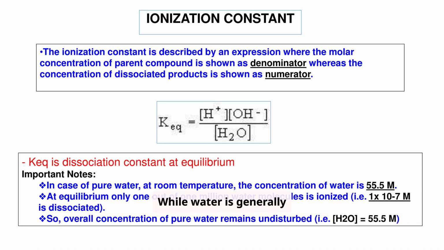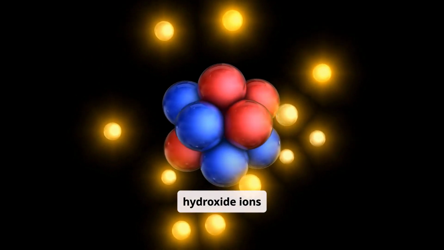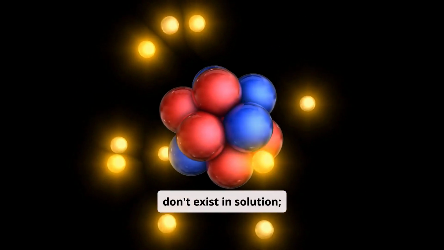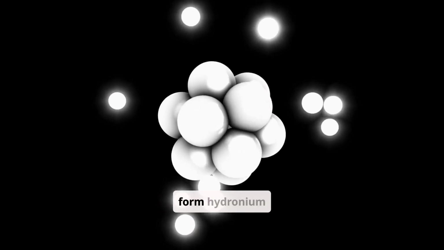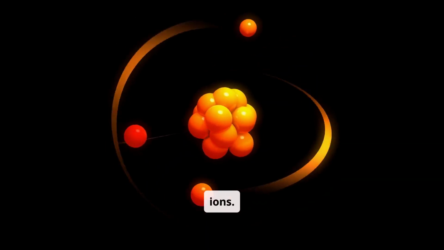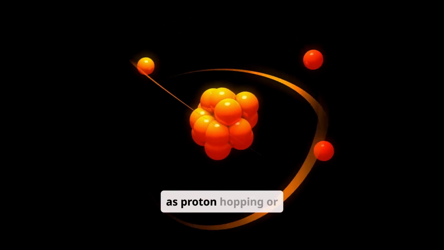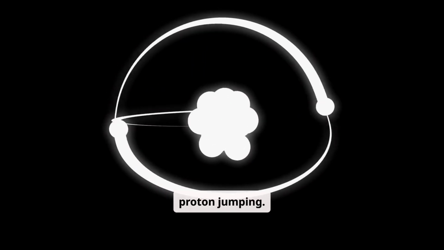While water is generally neutral and stable, it does have a slight tendency to ionize. This ionization produces hydrogen ions, H+, and hydroxide ions, OH-. Remember, free protons don't exist in solution. They associate with water to form hydronium ions. The rapid movement of protons between water molecules is known as proton hopping or proton jumping.